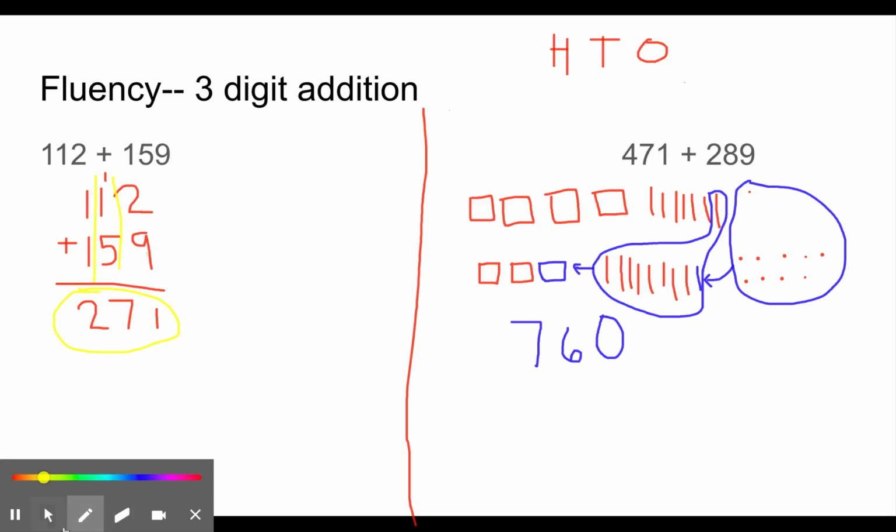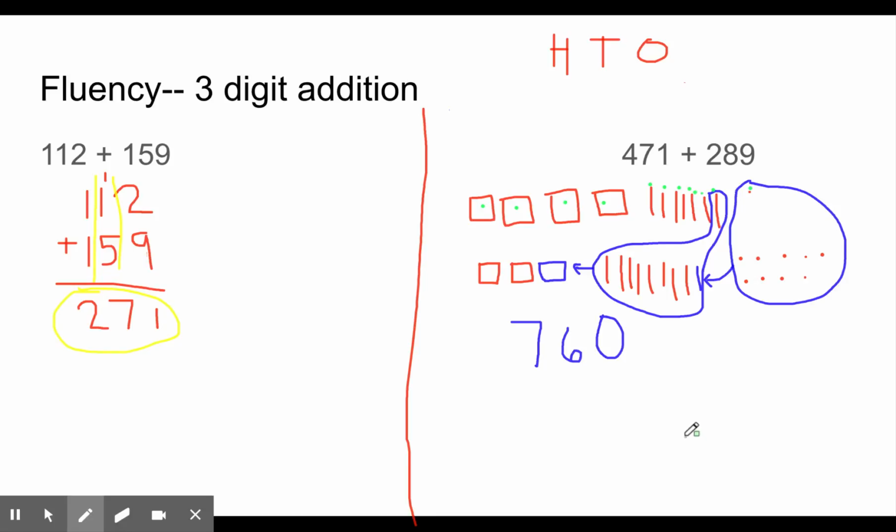Let's see what I did over here. I did a different model over here. On this way, I did model by using hundreds, tens, and ones. So first I did 471. 1, 2, 3, 4 hundreds. 1, 2, 3, 4, 5, 6, 7 tens. 1, 1.